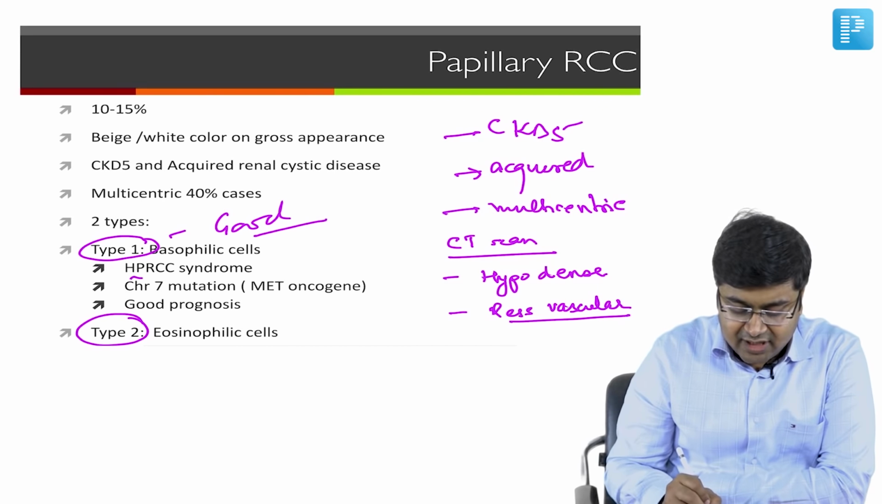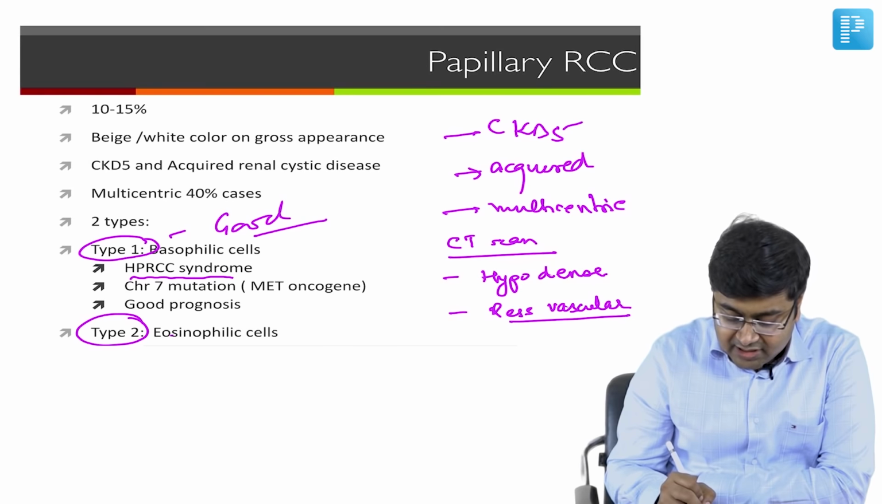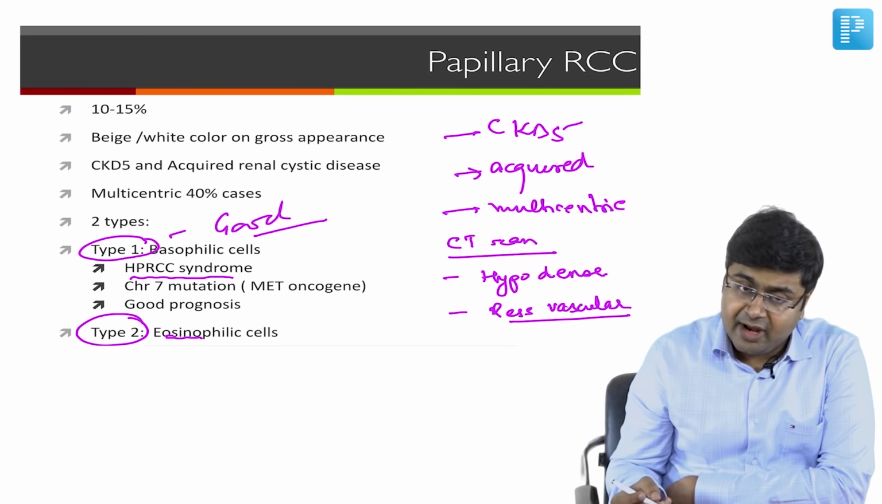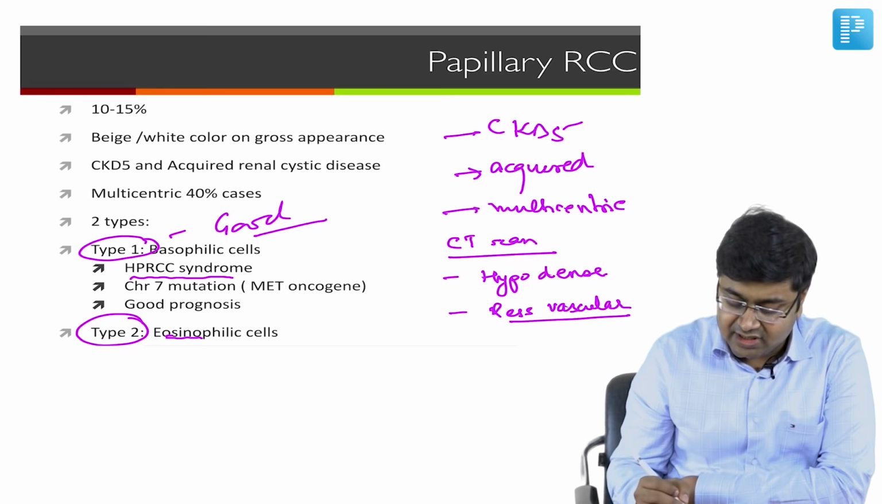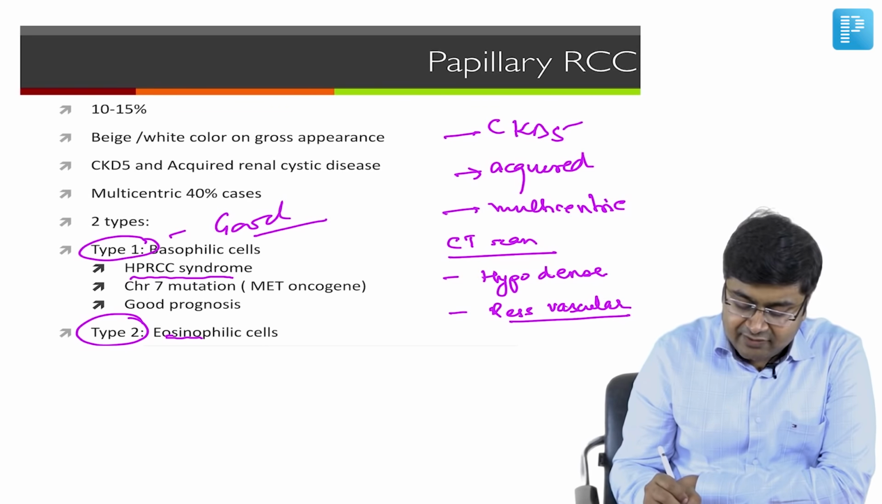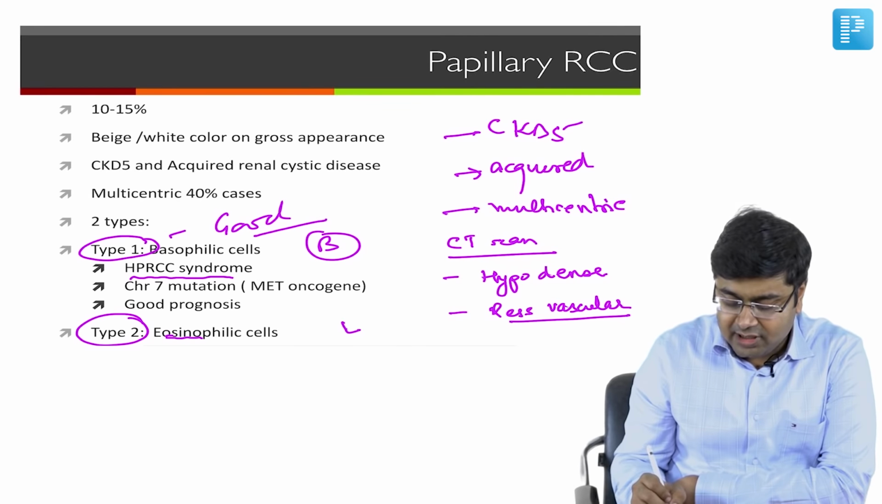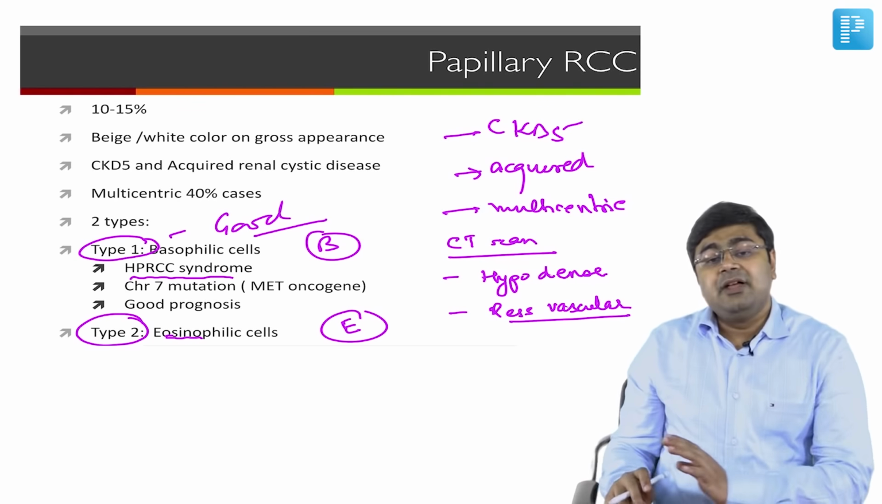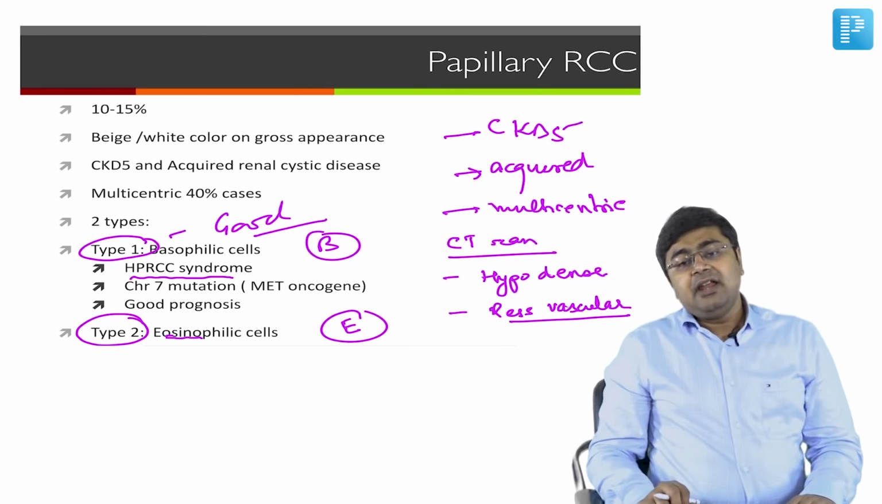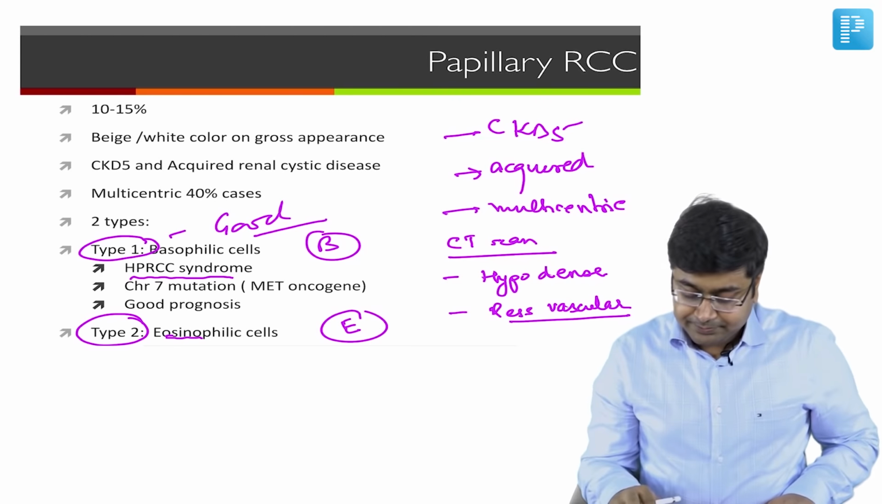Type 1 is associated with hereditary papillary RCC syndrome. Type 2 is associated with the hereditary leiomyomatosis renal cell carcinoma syndrome. We will discuss further. And type 1 is basophilic, type 2 is eosinophilic. We can remember B comes before E. So basophilic is first, type 1, and eosinophilic is type 2.